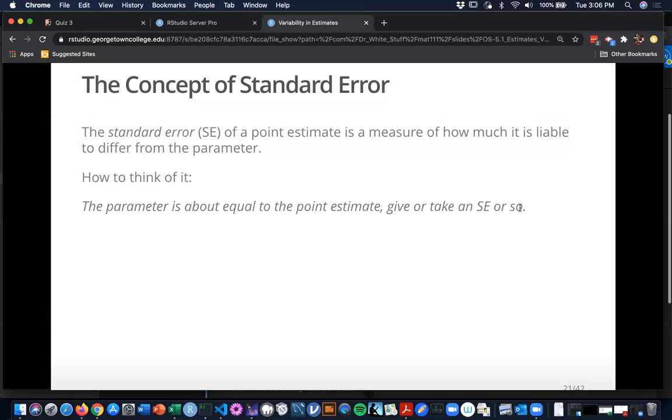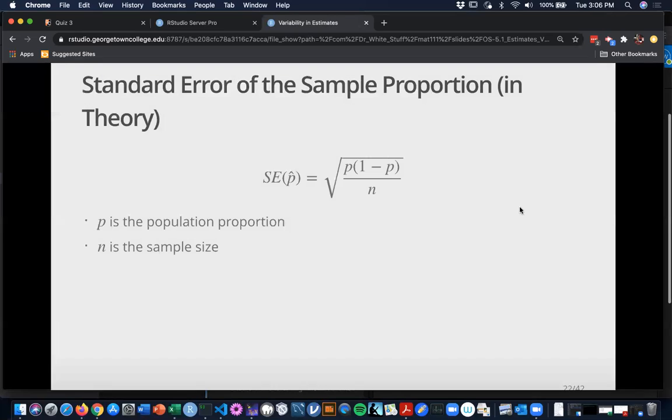So it'd be really nice if you could find the standard error for your point estimate. And guess what? There are math formulas. Mathematicians have shown that the standard error for the sample proportion, the standard error for p hat, is the square root of the population proportion p times 1 minus p, divided by how many people you're actually sampling. Which is cool, except that if you're a statistician, you don't know p. So you actually cannot use this formula.